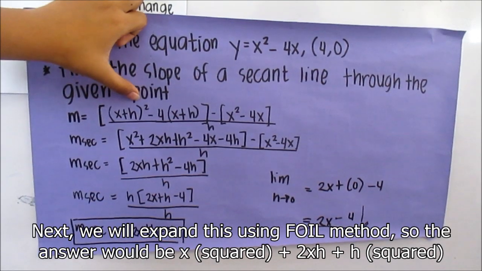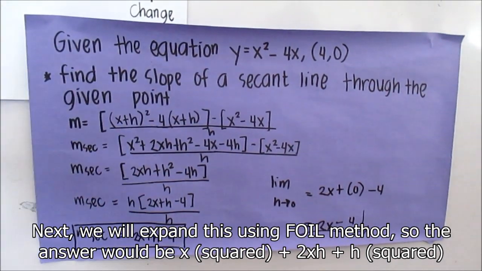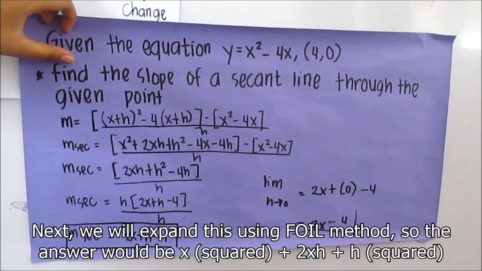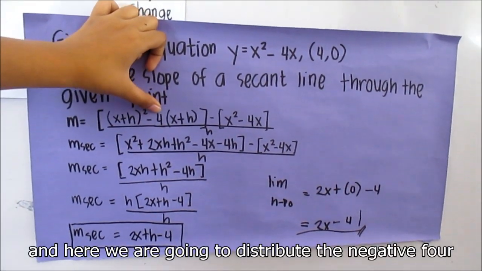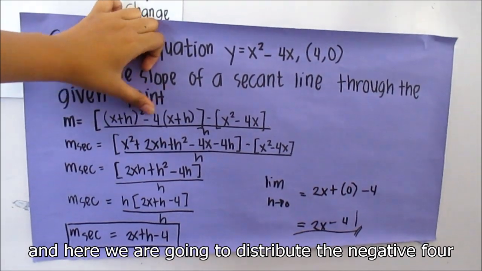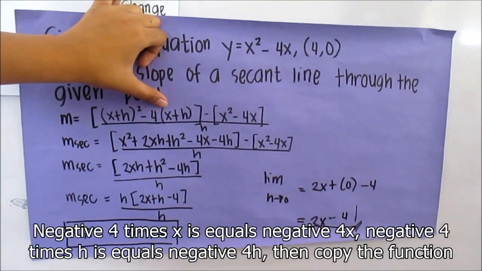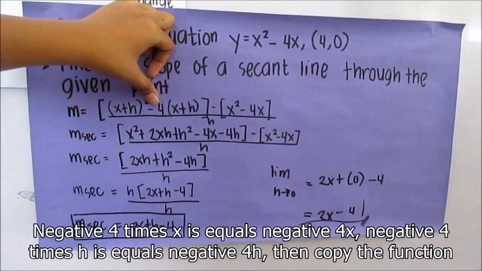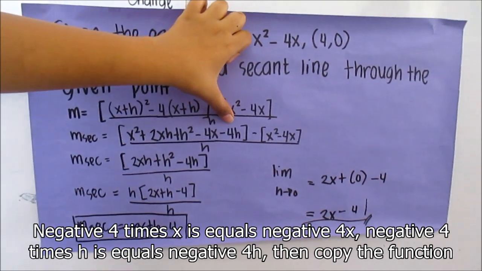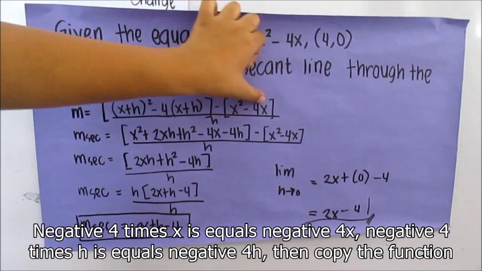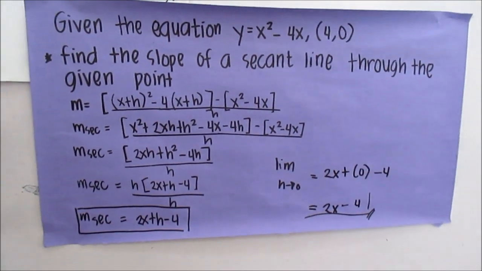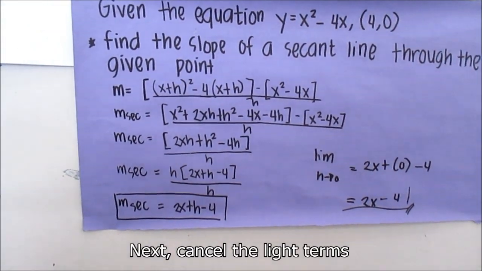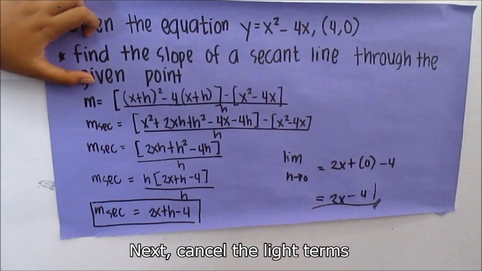Next, we will expand this using the FOIL method. So the answer would be x squared plus 2xh plus h squared. And here, we are going to distribute the negative 4. Negative 4 times x is negative 4x. Negative 4 times h is negative 4h. And copy the given function. Next, cancel the like terms.